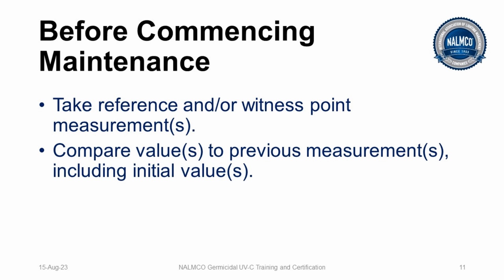Before commencing maintenance, take a reference or a witness point measurement. Pick a spot on the wall that you can check every time. Take a measurement. And again, this is much easier than using a pole where you might have some movement. You might not be in the exact same spot every time. So pick a spot on a wall, maybe opposite the fixture, or a column near the fixture, just anything that's not movable. Before you do the maintenance, you'll record that value. After you do the maintenance, you'll record that value.